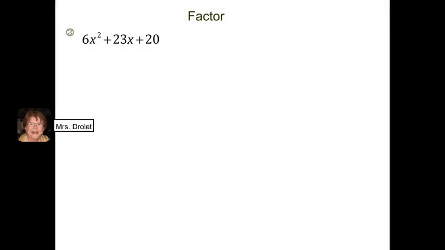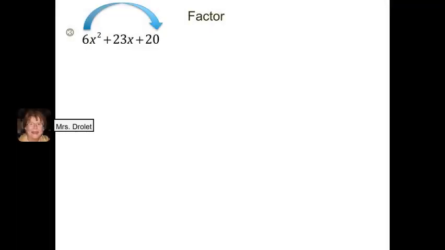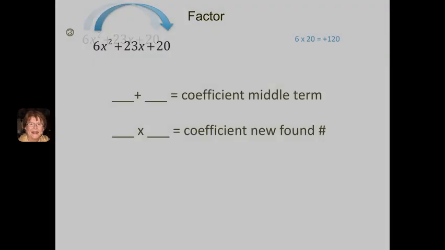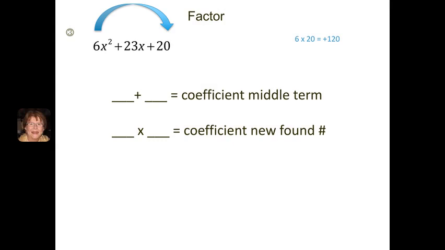Again, why don't you try this using the steps that I provided? Don't look at the answers yet. Look at them once you're done. Did you remember to multiply the first coefficient by the last coefficient? Did that give you 120? Then, did you use this template?